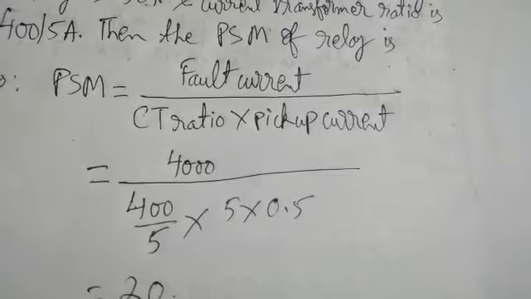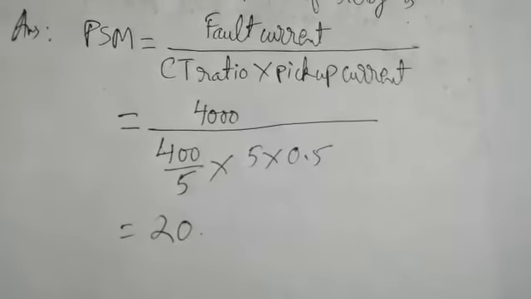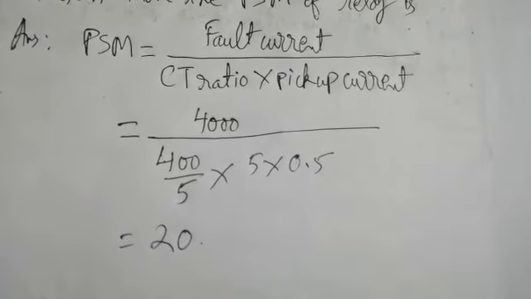So ultimately we get 4000 divided by (400 by 5) into 5 into 0.5. That comes out to be 20. So the plug setting multiplier, PSM, is equal to 20.